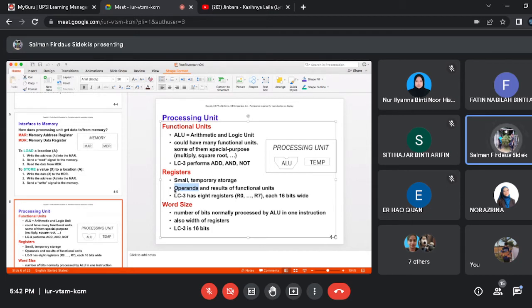Let me give you an example. If we execute the arithmetic operation, for example, 1 plus 2. So plus is the operation. Okay, 1 and 2 are the sources or operands. 1 and 2 are operands, while the plus is the operation.